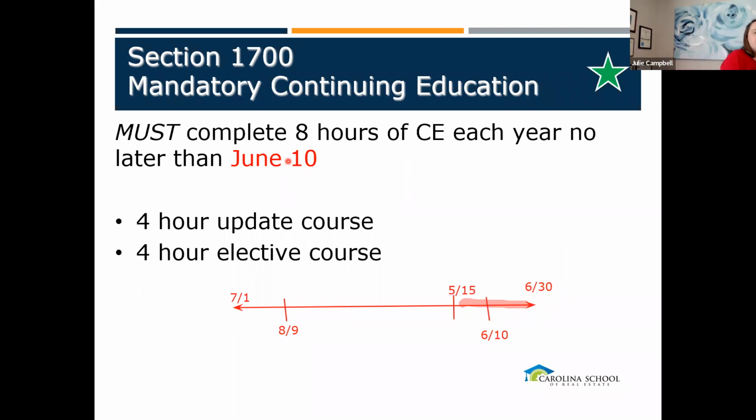In addition to the update, we also have to take a 4-hour elective. And I know this sounds funny, but an elective is a lot more fun than the update. An elective is an approved topic of your choosing. So if there's anything in real estate you want to learn more about, if you have a niche, if you have certain information that you're just dying to know, I'm going to venture out there and say, name a topic, and there's a really good chance that there's an elective course for it.